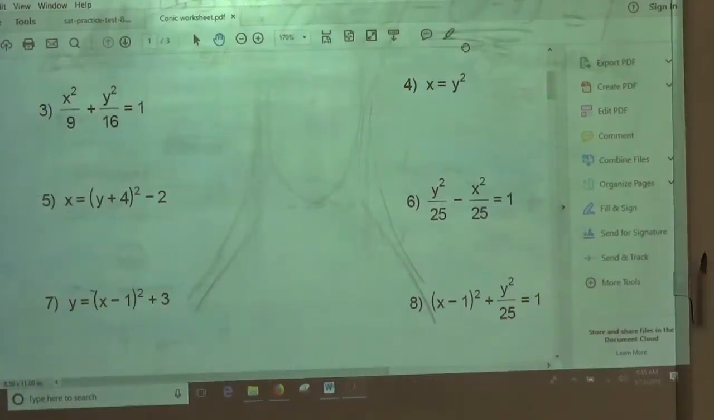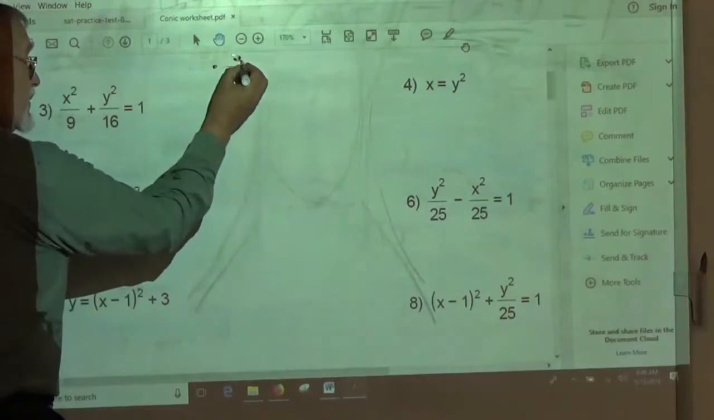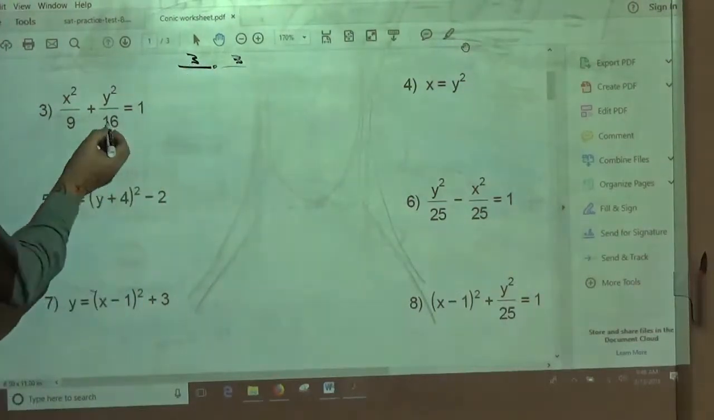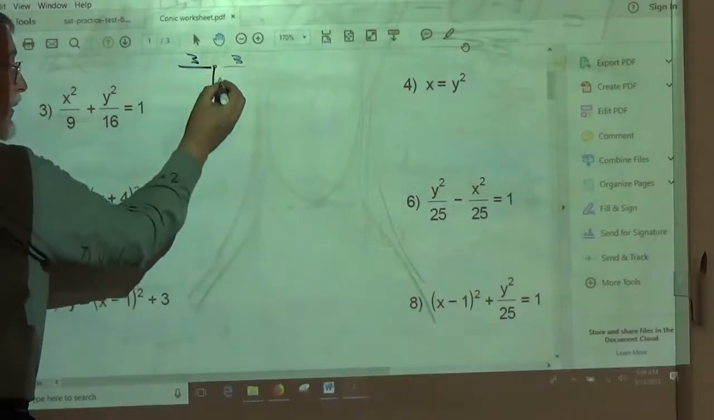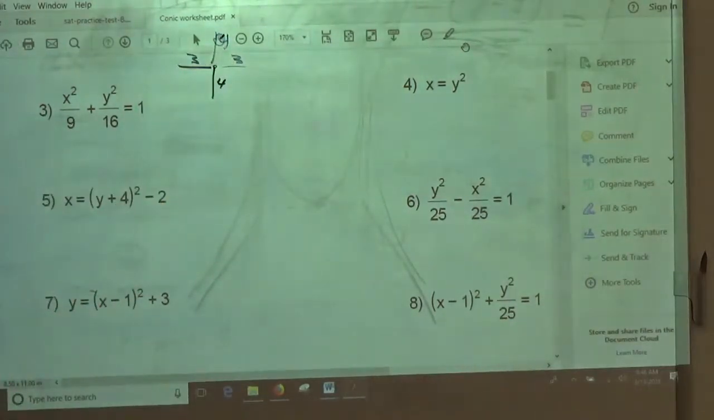Okay? Now, what's the length from the center in the x direction? Square root of this. 3. So it's 3 here and 3 here. What about this way on the y? 4. 4 here and 4 here. So what is the length of the major axis? 4 plus 4 is 8, or 2 times 4 is 8. Okay. What's the length of the minor axis? 6, right? 3 plus 3.